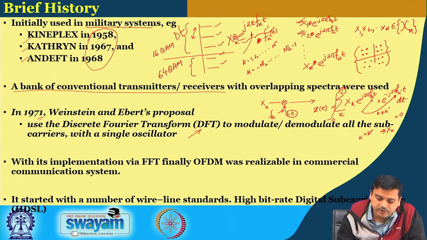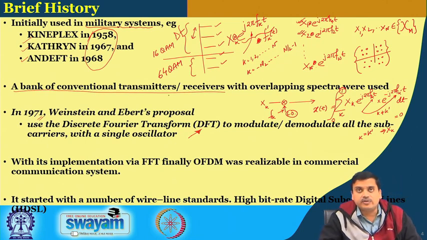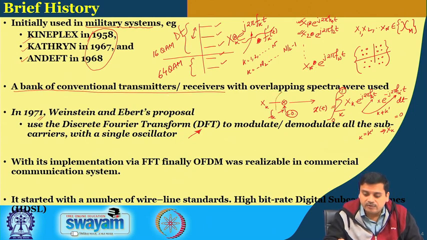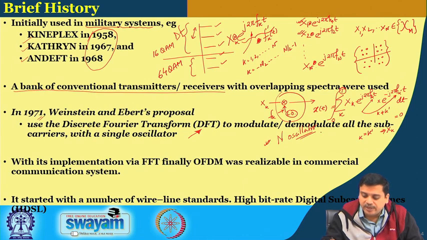So, now going back again to the way it was developed, in 1971 it was shown that DFT could be used instead of the bank of conventional transmitters and receivers. So, this entire set of n oscillators, we would have had n oscillators at the transmitter and n oscillators at the receiver, on both sides. Those could be reduced and one can use a DFT operation.